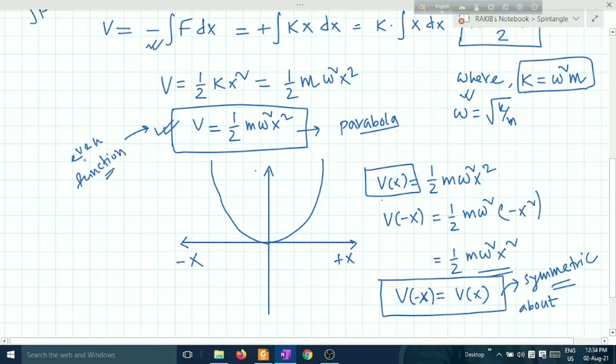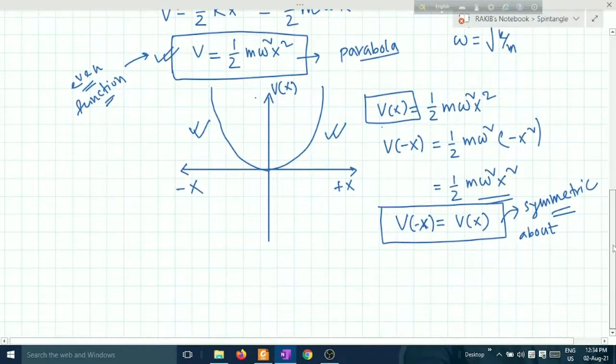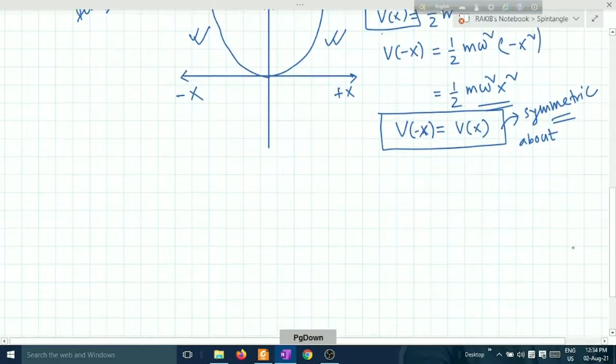This is an even function. What we can see is that this side will look like this side. Okay, what is this? This is the Vx axis. This is the potential. This is a harmonic oscillator potential. How do we draw a harmonic oscillator potential?